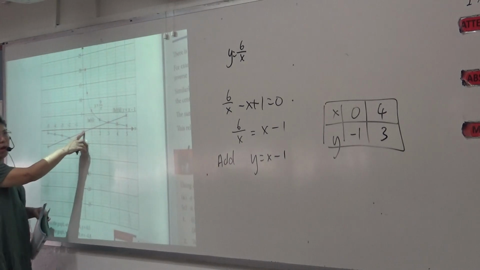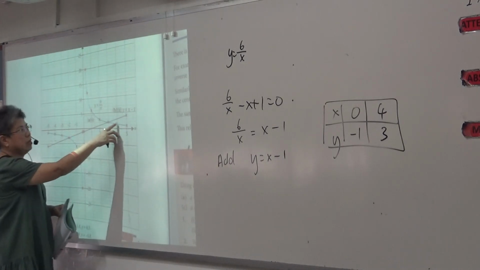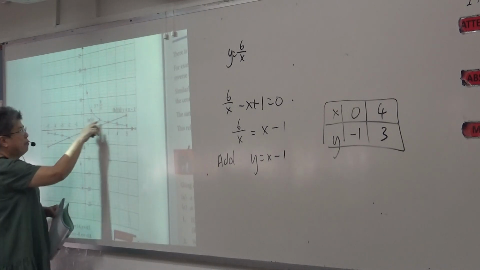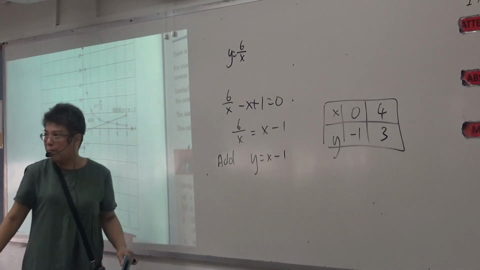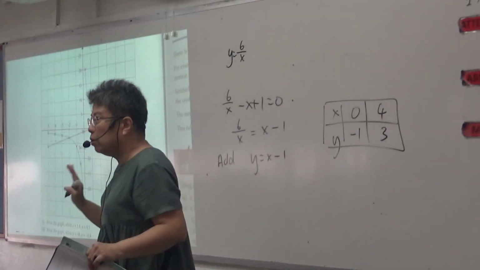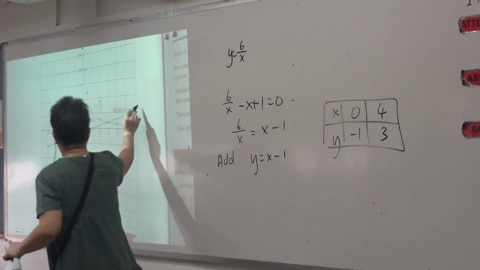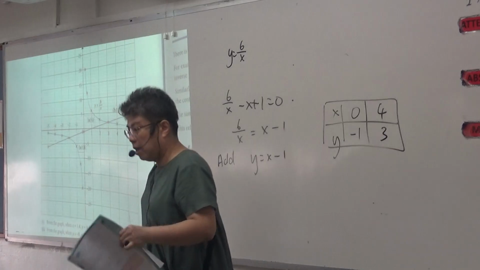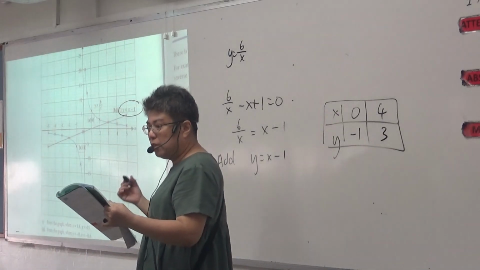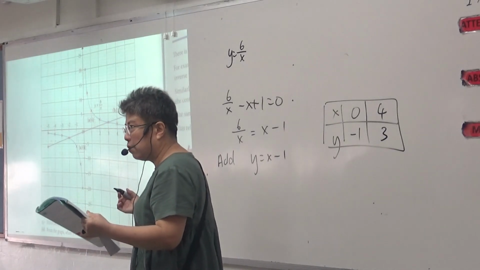So, 0, negative 1, 4, 3. Then I get a straight line. Can you see? Understand? You need not use the same points as the textbook, but you will still get the same straight line. Can you see they write y equals x minus 1? Then they say, by drawing this straight line, solve this equation.